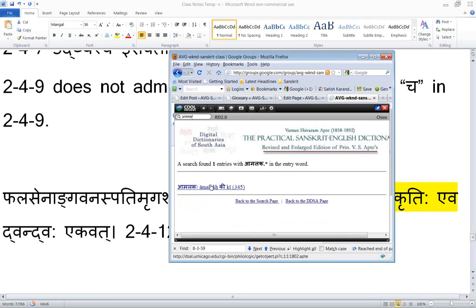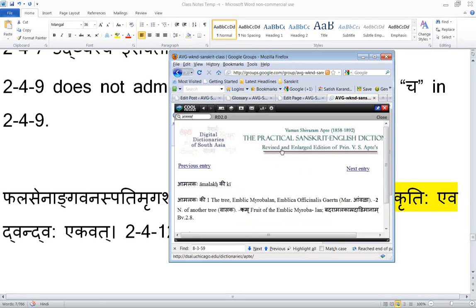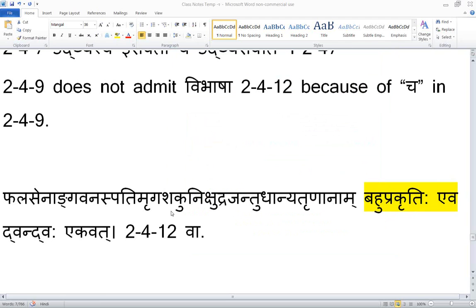This is what they call in English, amalakam. This is, okay, aula, I guess, called aula in Marathi. Anyway, okay, this is the sour kind of fruit. Gooseberry. Gooseberry, okay, gooseberry. Thank you.